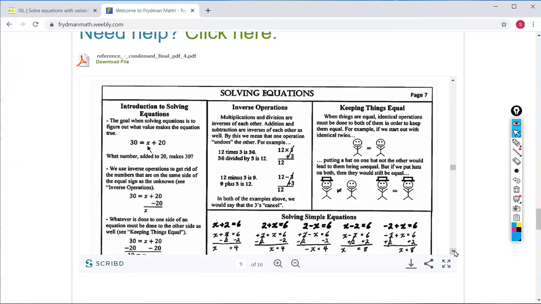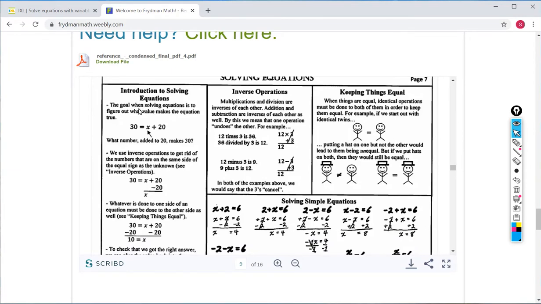Now for solving equations, remember our goal when we solve equations is to figure out what value makes the equation true. So for example, 30 equals x plus 20. What number here, plus 20, is equal to 30? Well, that answer is 10. Hopefully everybody knows 10 plus 20 is 30. But how would we figure that out sort of systematically? We would do that by using inverse operations and doing the same thing on both sides.